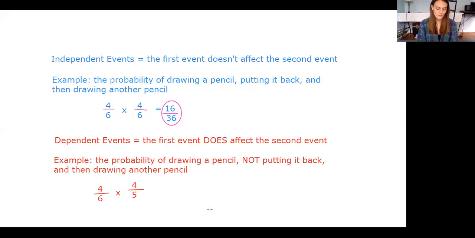So another example would be, if I drew a card out, I didn't put it back. How many cards am I drawing from my second time around? 51 instead of 52. We're still going to multiply this the exact same way. So on our numerators, 4 times 4 gives us 16. But in the denominator, instead of 6 times 6, we have 6 times 5, which is 30. So you'll see how our probability changes for a dependent event.